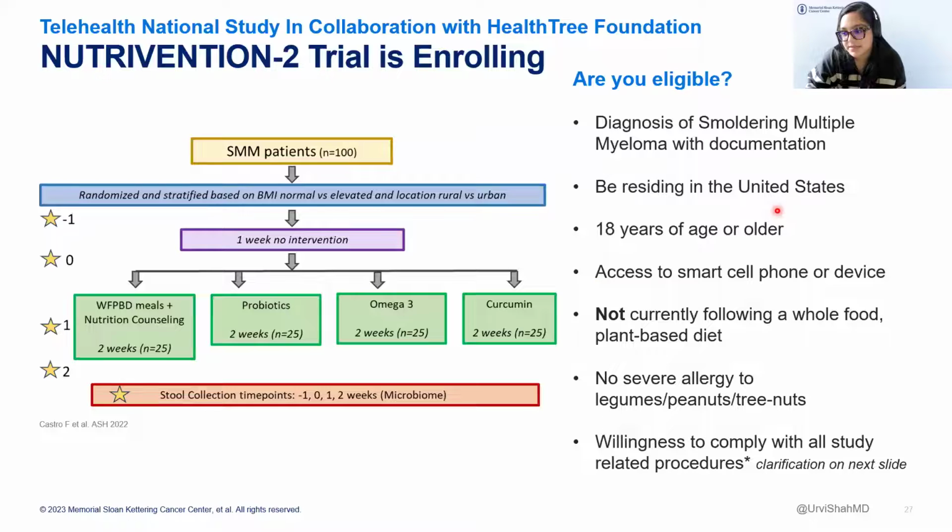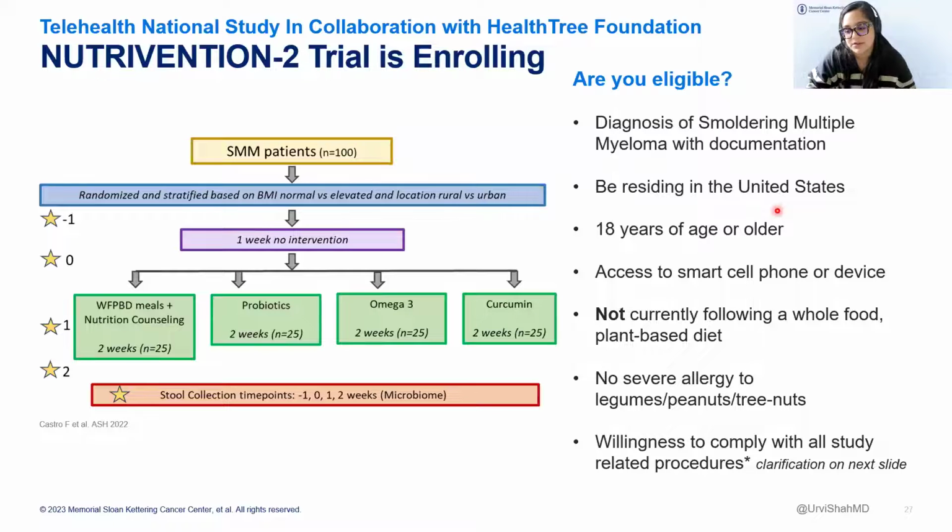So this study is currently enrolling. If you're wondering if you're eligible, I put a few markers here. What's important is that you're diagnosed with smoldering multiple myeloma and have documentation. So I know Jenny talked about the CureHub. This study is easy in the sense that you just have to connect and make a CureHub account and then connect your medical records and we'll see if you're eligible.